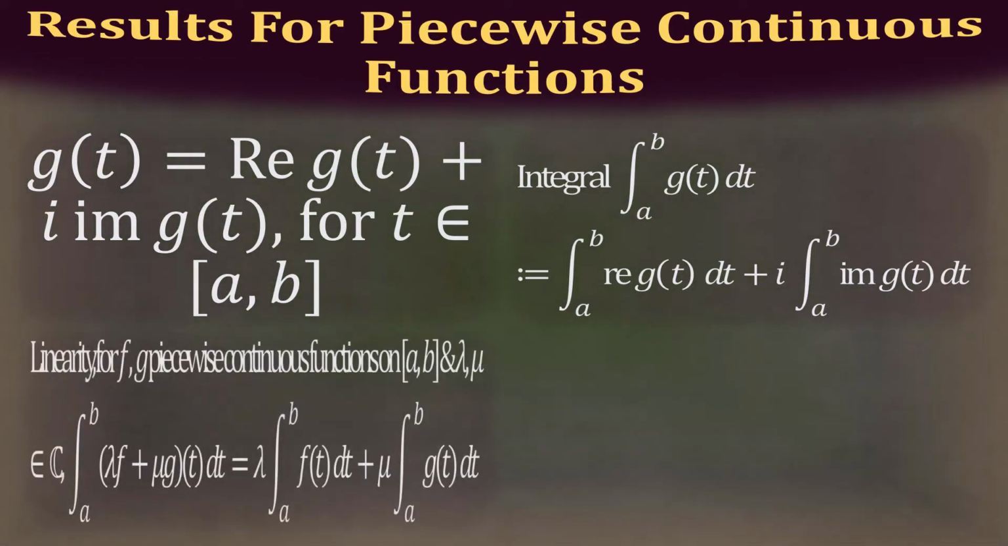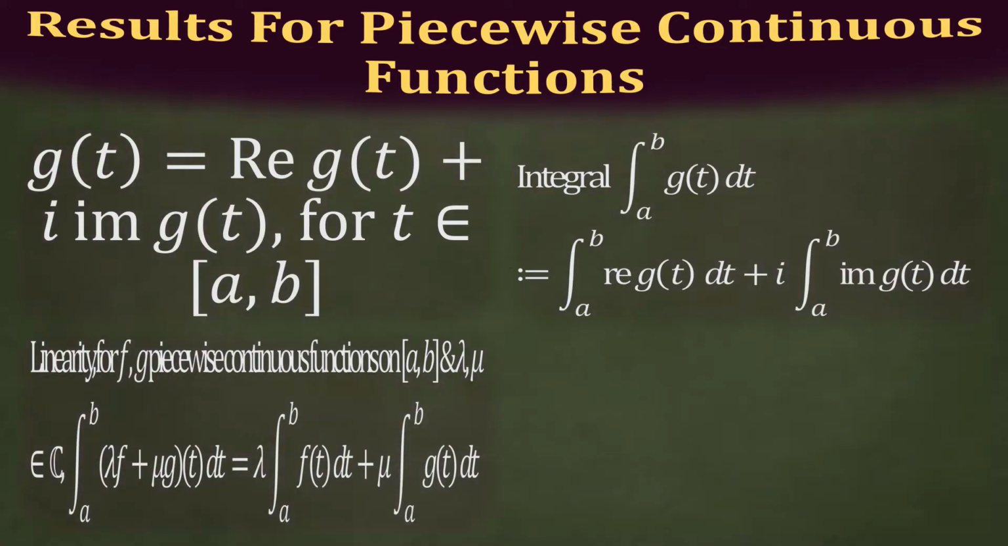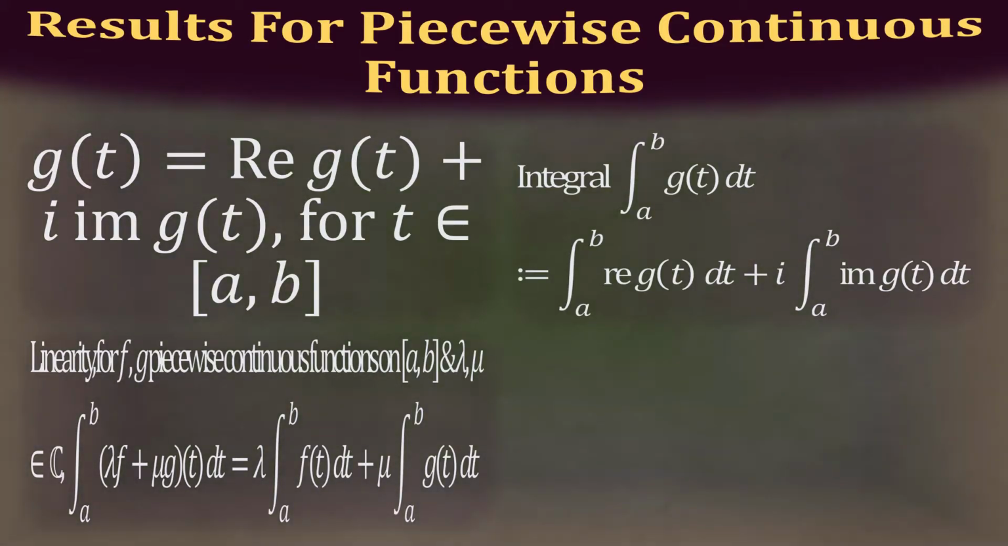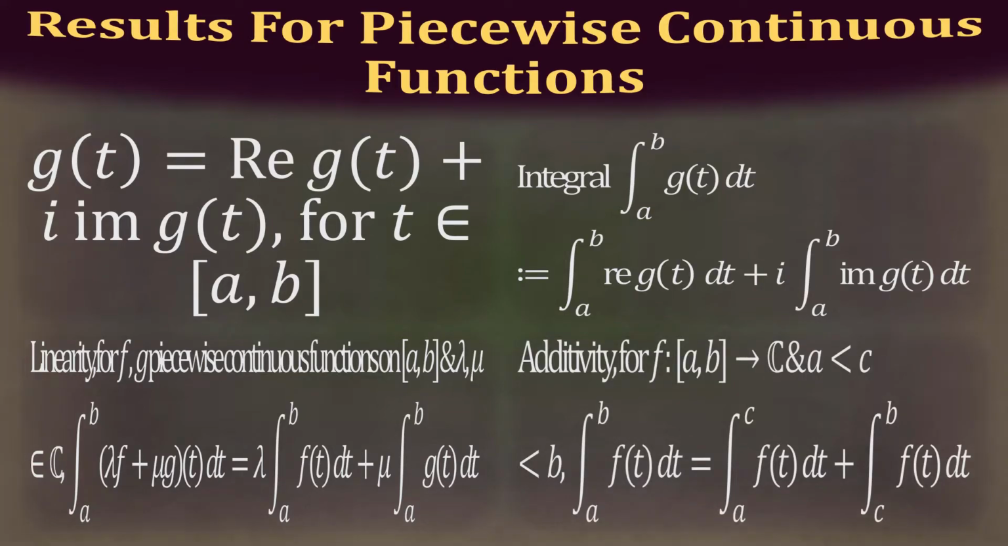Next, we have the linearity property, i.e. for f and g piecewise continuous functions on [a, b] and lambda and mu in the complex numbers, the integral from a to b of (lambda times f plus mu times g)(t) dt is equal to lambda times the integral from a to b of f of t dt plus mu times the integral from a to b of g of t dt. Then we have the additivity property, i.e.